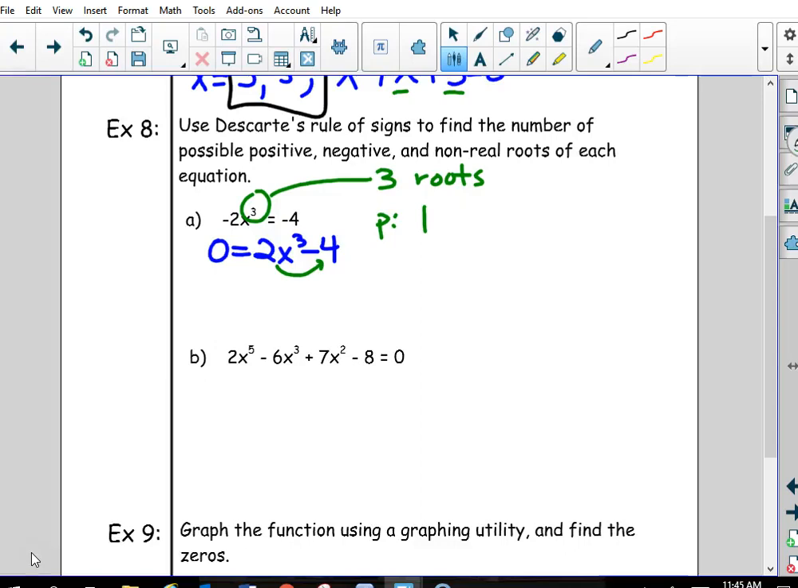Okay, so the second step is to figure out how many negative roots we have by looking at the same equation, only putting in a negative x everywhere we have an x. So what that does is it changes the sign of my first term, because negative x to the third will make my first term negative. When I look at that, I go from negative to negative. I have my negative roots are going to be 0 because I have just one sign change.